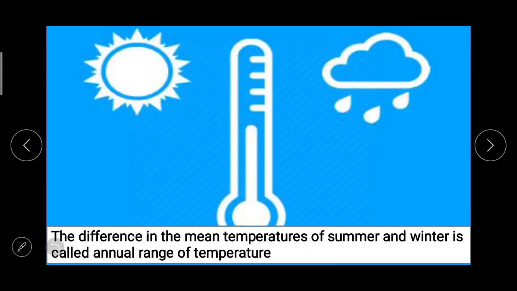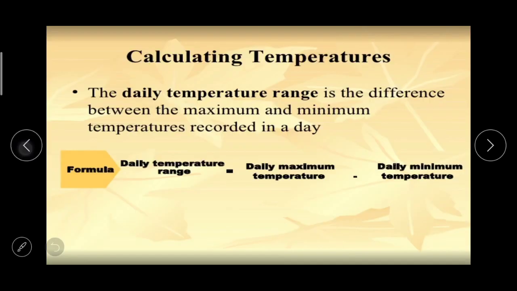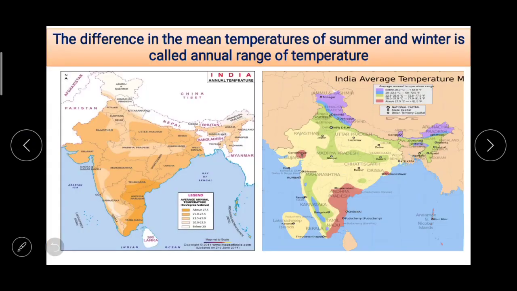heat. In the last part or the first part of this lesson, we discussed the difference in the mean temperature of summer and winter, which is called the annual range of temperature. Calculating temperatures: the daily temperature range is the difference between the maximum and minimum temperatures recorded in a day. The difference in the mean temperature of summer and winter is called the annual range of temperature.